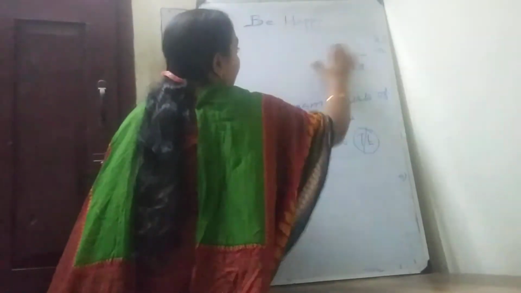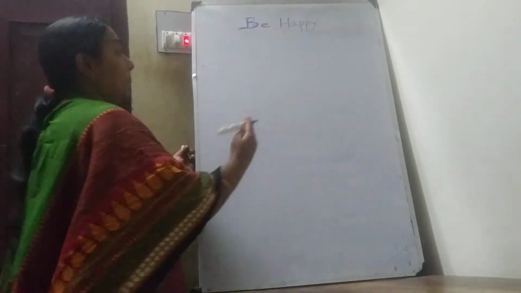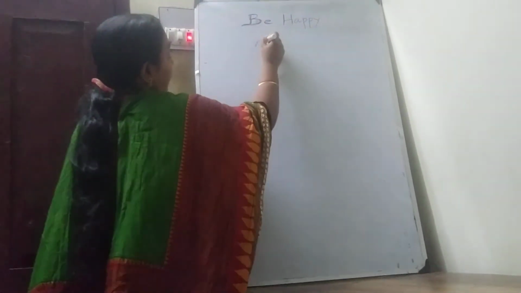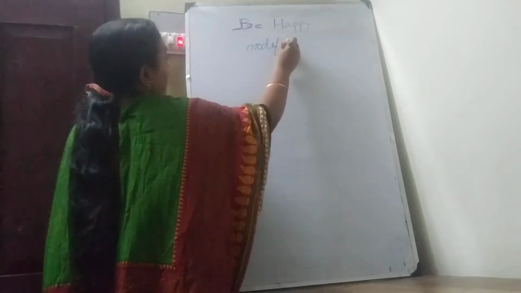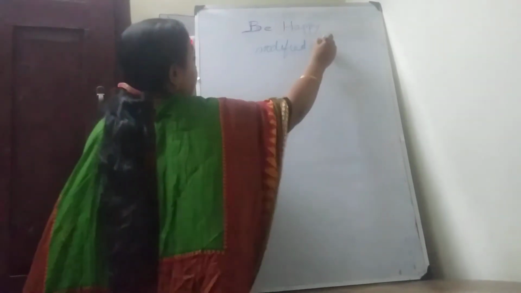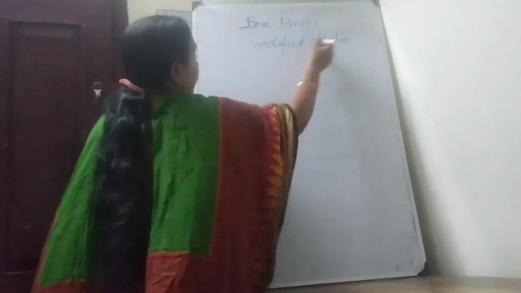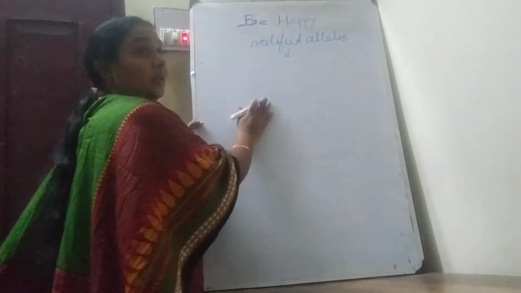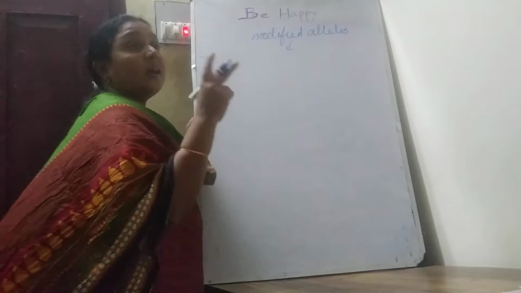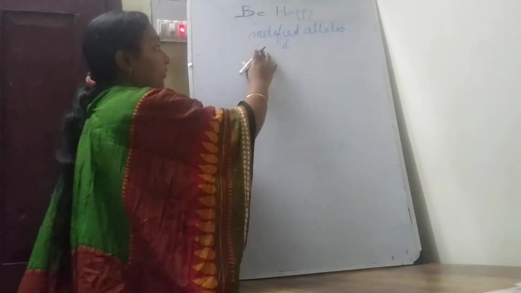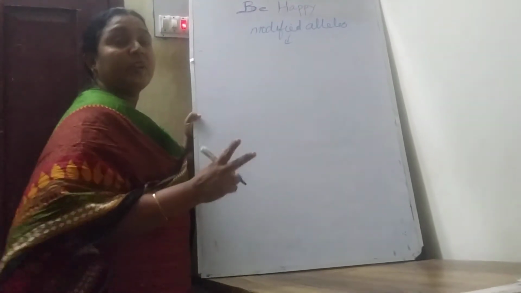This transformation of a substrate S can sometimes produce modified alleles. It can sometimes produce what? Modified alleles. These modified alleles are responsible for three functions. How many functions? Three functions.